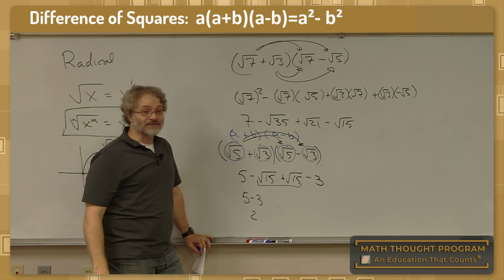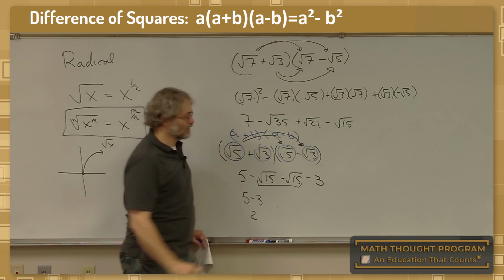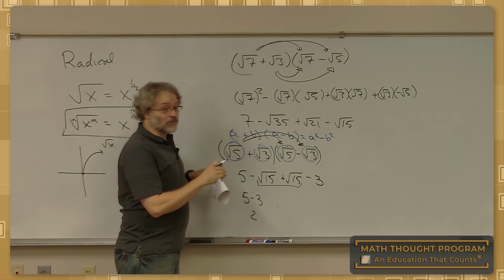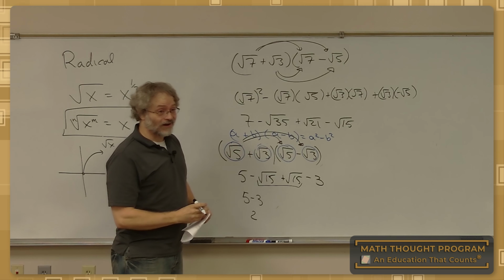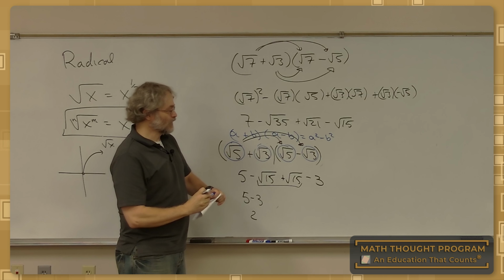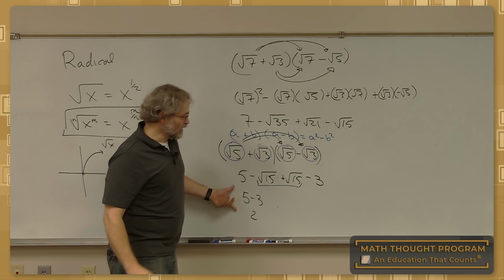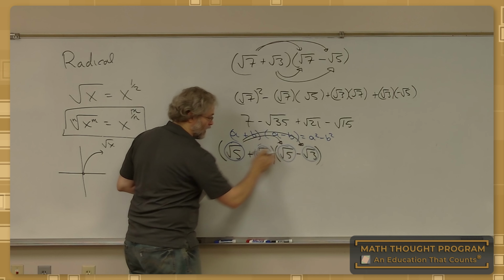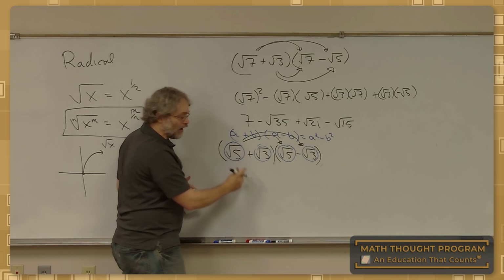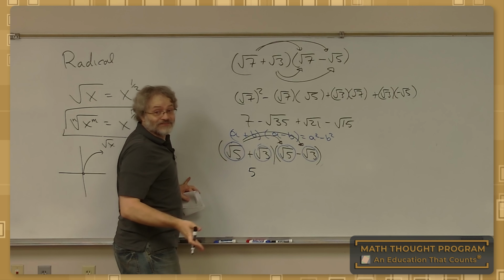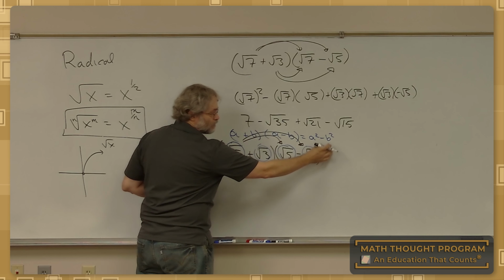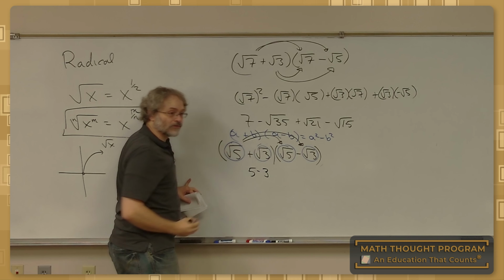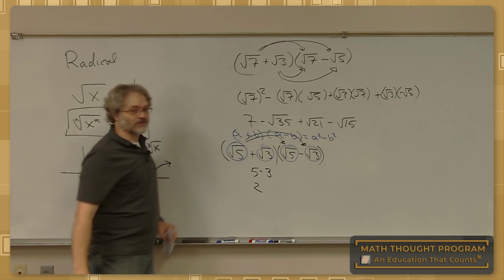The whole entire difference of squares identity. If I remember the difference of squares identity, I'm going to speed this calculation up substantially. So instead of going through all of this, I would just remember that it's going to be a squared, and if I square root 5, I get 5, subtracted off b squared. And here's my b. If I square that, I get 3, thereby giving us 2 in the very end.